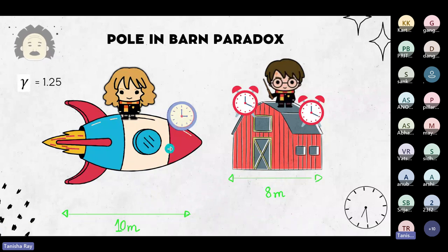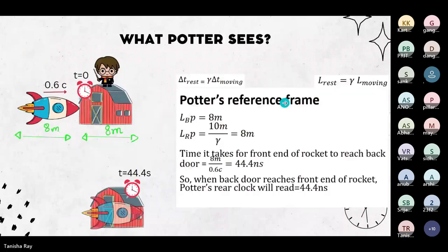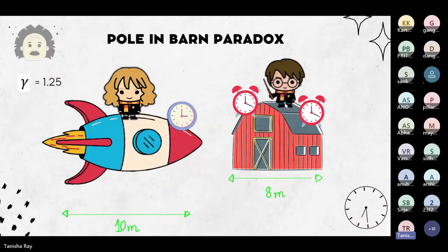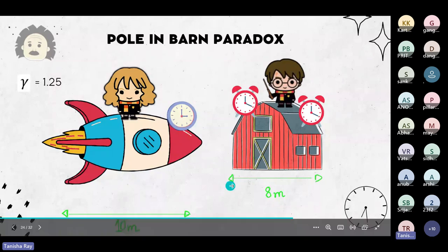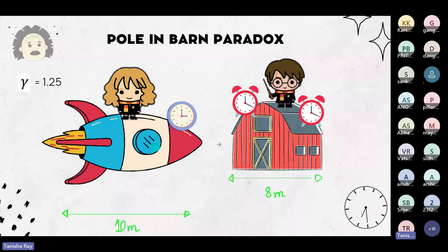Okay, so now in the perspective of Granger, she is at rest and it's Potter who is moving. So, in Granger's frame, her rocket is 10 meters, and Potter's barn will appear even more contracted to her. So, she will see it as even less than 8 meters, and she will say, hey Potter, my rocket will never fit into your barn. But on the other hand, Potter will see himself at rest, and he will see that it's Granger who is moving, and therefore, he will see a contracted length of that.